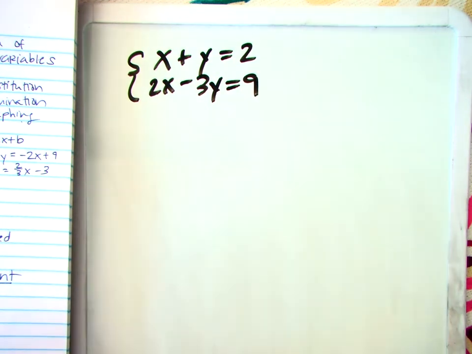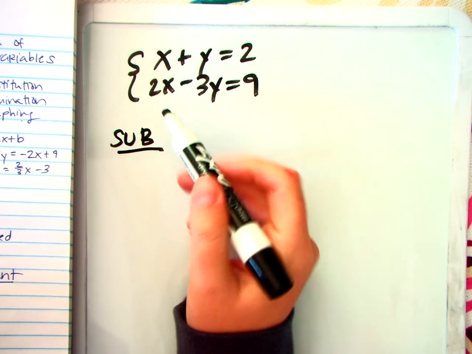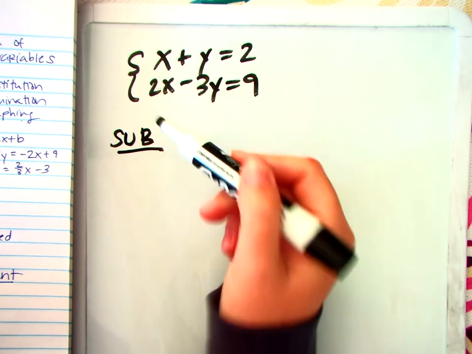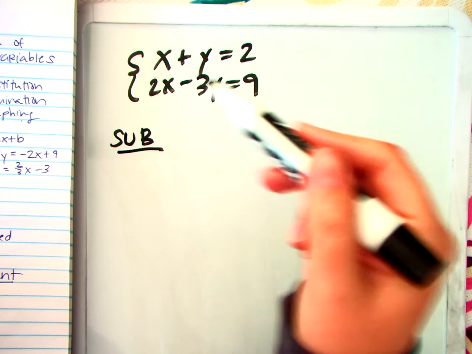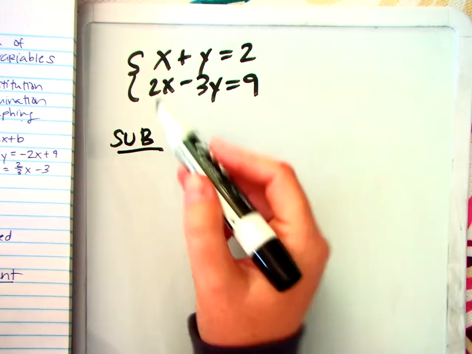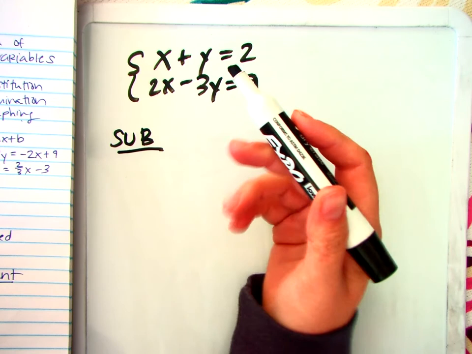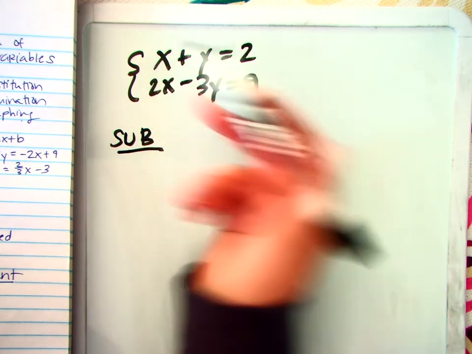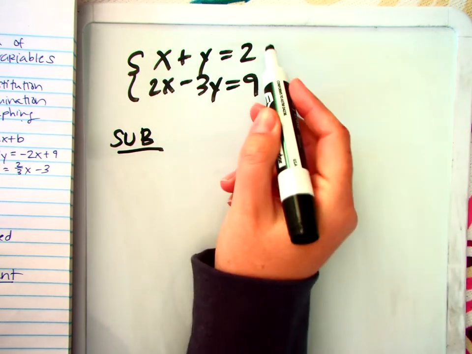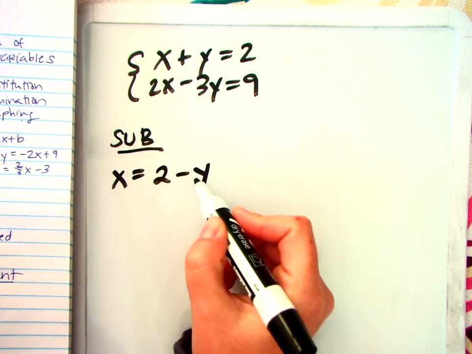So if we want to use the substitution method, what we're doing is we pick one of the equations, and it doesn't matter which one. Sometimes one is easier than others, but you pick one of the equations and solve for one of the variables. And then once you do that, you substitute it into the other equation in the system. So let's look at equation 1. Equation 1, I could solve for x by subtracting y to the other side. So x equals 2 minus y.